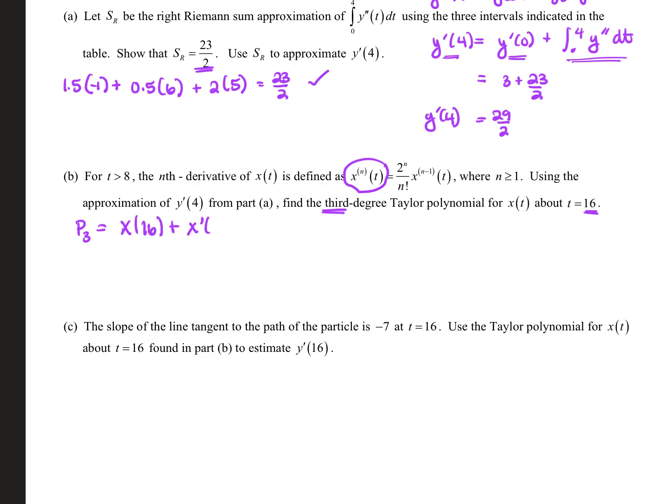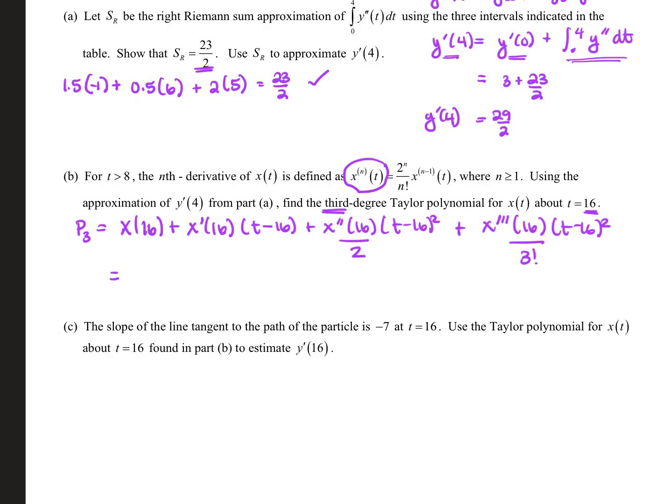Plus x prime at 16, x minus 16, I guess it'd be t minus 16 because we already have our x variable, plus x double prime at 16, t minus 16 squared over 2 factorial, and then x triple prime at 16, t minus 16 quantity cubed, all over 3 factorial.